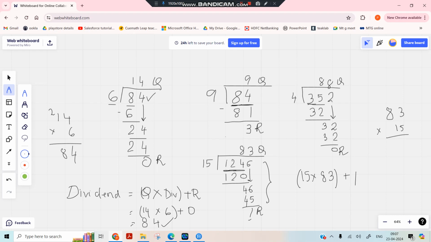15 times 3 is 45. We have a carryover 4. 15 times 8 is 120 plus 4, 124. With this, you will be adding 1 and you get the answer as 1, 2, 4, 6. Does it match your dividend? Yes, it does. So this shows that your division is correct.